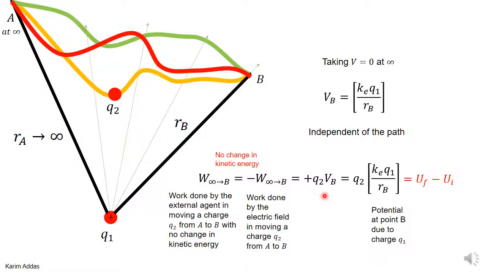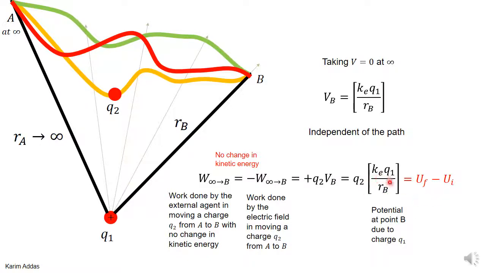And then you can see here that the work done by the external agent is the negative of the work due to the electric field. It just turns out to be Q2 times the potential at point B, because the potential at infinity is 0. This should be potential at B minus the potential at infinity, but the potential at infinity is 0. And the potential at B is just KQ1 over RB.